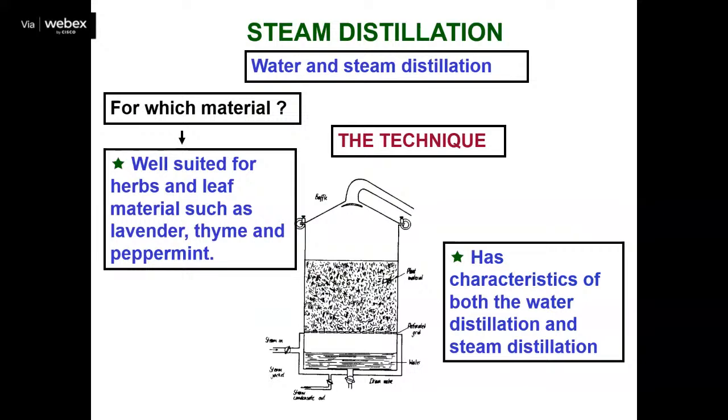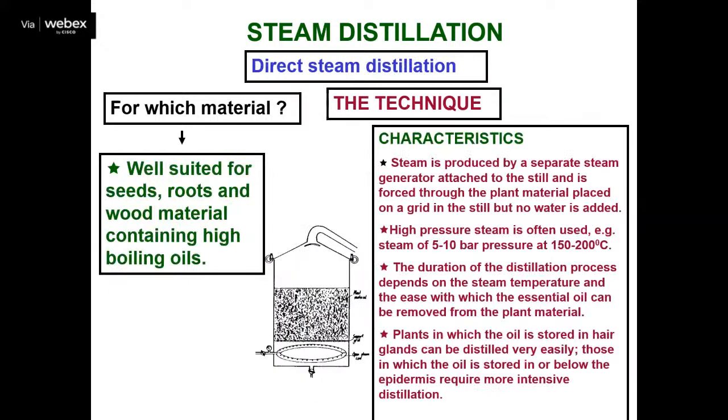Water and steam distillation is a technique in which water and the plant material are mixed together. This is well suited for herbs, leaves or soft tissue material like lavender and peppermint, and has the characteristics of both water distillation and steam distillation. But we are discussing sandalwood. Steam distillation is perfectly used for hard material like sandalwood wood, root, and seed. In this case, the plant material remains separate and does not come in direct contact with the water; the steam is produced separately by a separate steam generator and passed through the plant material. So this is well suited for wood and seed.